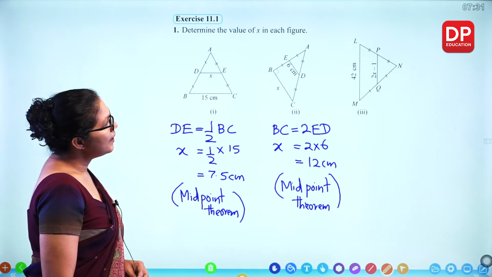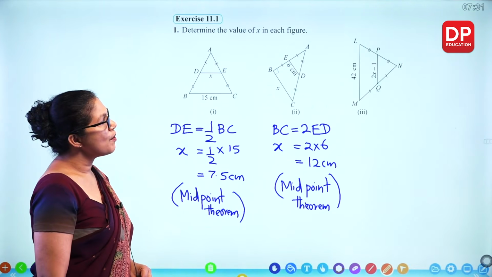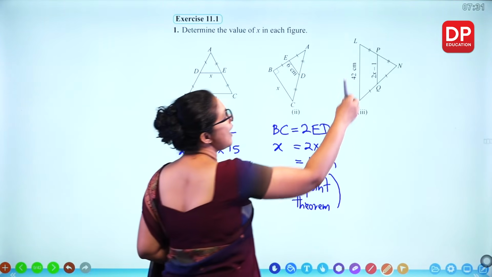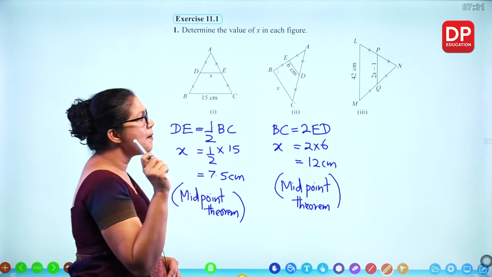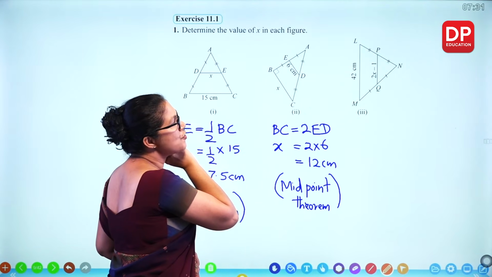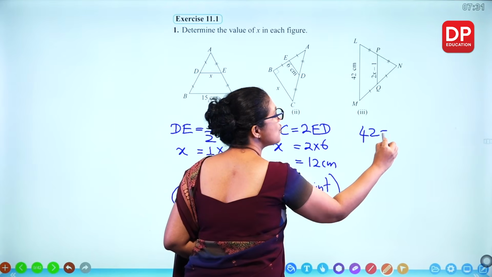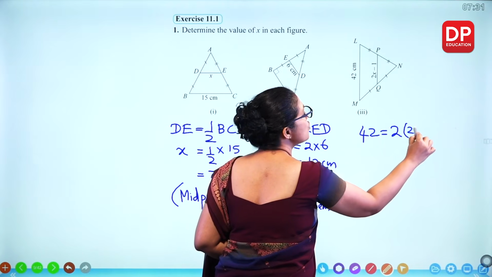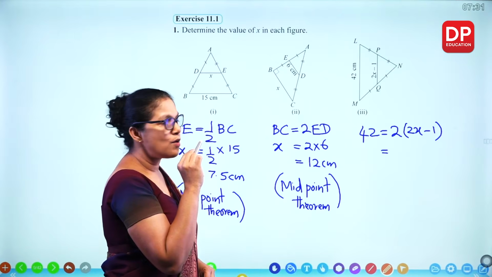Take the third example. Look at it carefully. What is P and Q? P and Q are both midpoints. So you can apply the midpoint theorem: PQ is the line segment passing through the midpoints, and LM is the third side of the triangle. So what can you say? 42 is equal to double of the other side, double of 2x minus 1. So solve it and find out x.